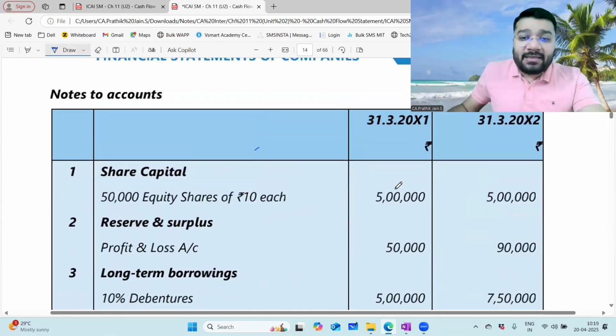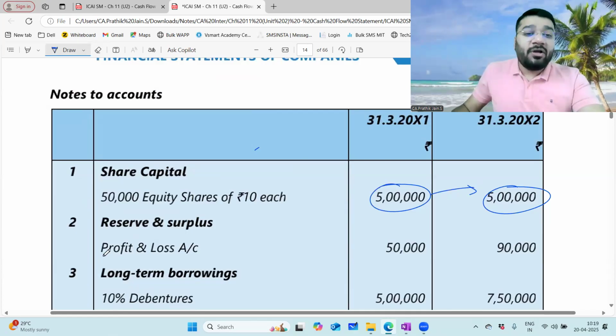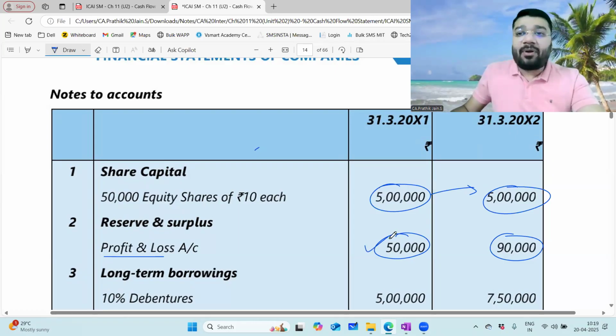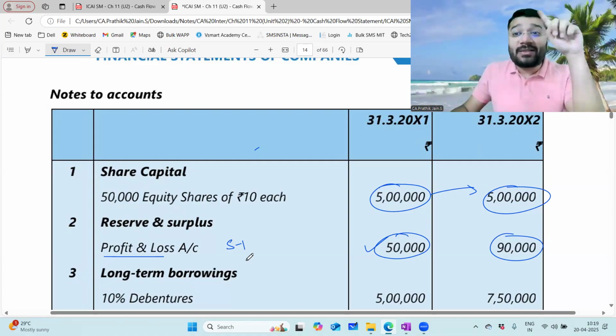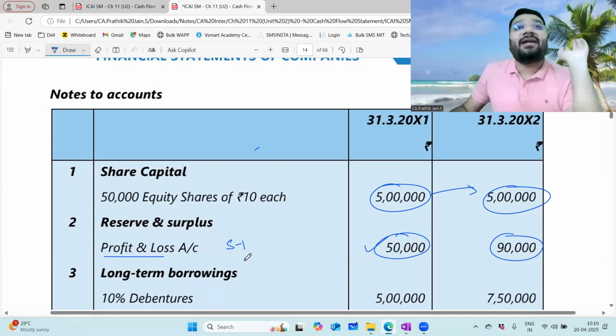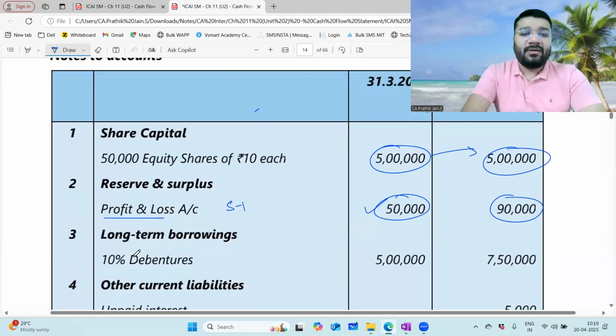Guys, opening balance 5 lakh, closing balance 5 lakh. Movement or no movement? No movement. Profit and loss, opening balance 50, closing balance 90. What is this? Current year's profit got added to the previous year's profit. Current year profit is 40,000. So this will affect my segment 1, calculation of net profit before tax and extraordinary items. Starting point is closing surplus minus opening surplus. Surplus is also called profit and loss account, also called retained earnings, also called undistributed profit. Now P&L, surplus, all the same only. Now segment 1, this is affecting.